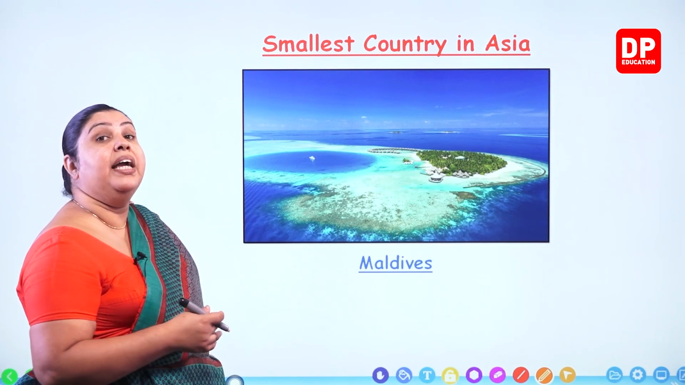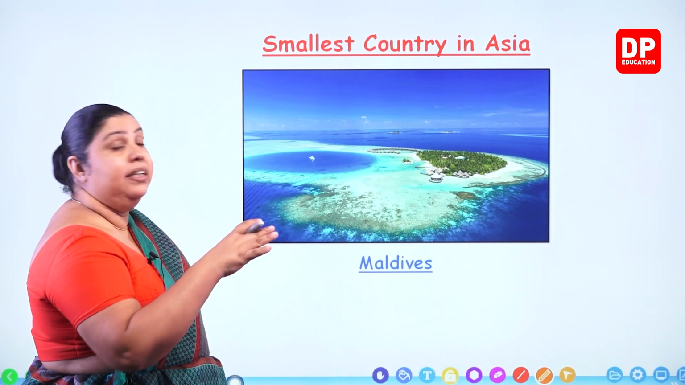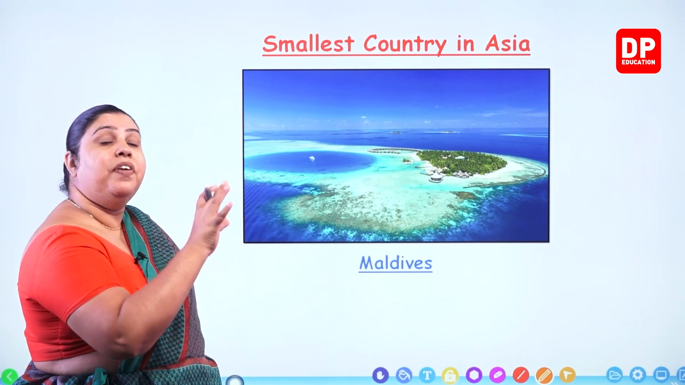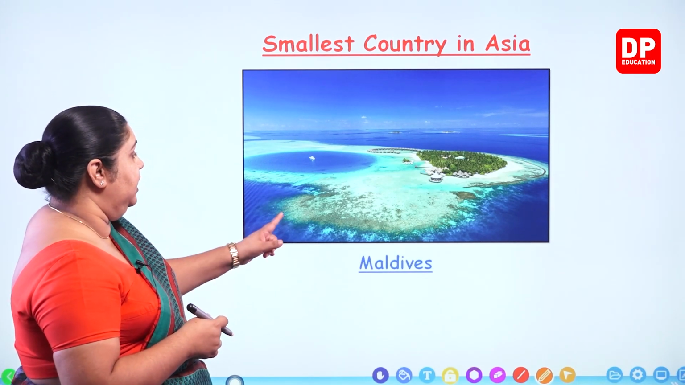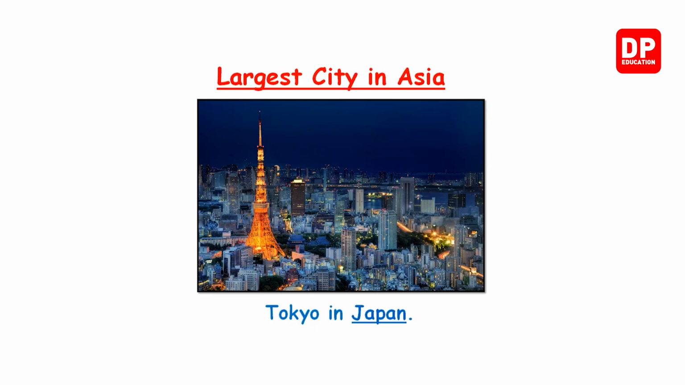Maldives is an island. It is an island country. There are lots of islands in the Maldives. So this is the smallest country in Asia. Largest city in Asia. What is the largest city?